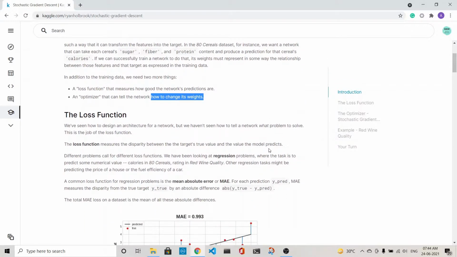If you think about it very intuitively, the model predicts something, but the actual value is something different. So what is the difference between the predicted value and the actual value? The closer the predicted value is to the actual value, the better your prediction. But we need a function which would help us to determine the difference between the actual value and the predicted value. So for regression problems, a common loss function is the mean absolute error, which is the MAE.